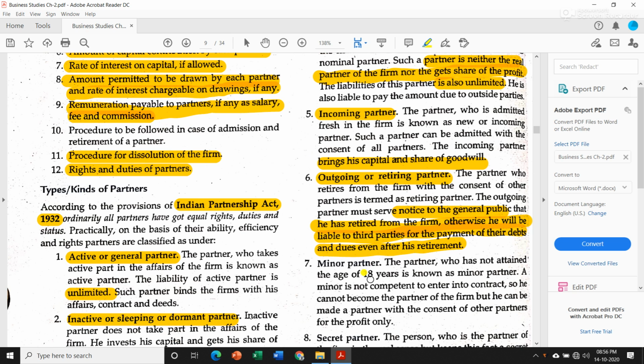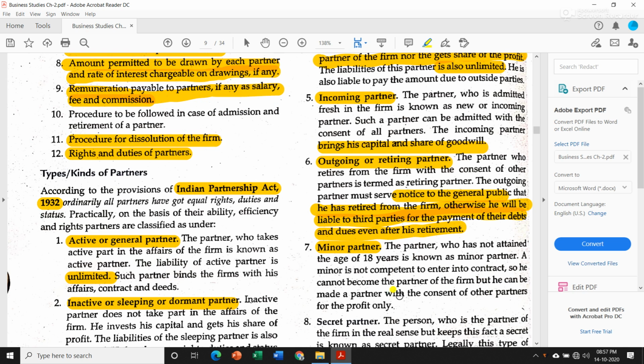Then minor partner means those who have not attained the age of 18 but still they are partners of the business firm. Now they are not eligible for entering into a contract, but with the consent of all the partners, a minor can become a partner of the partnership firm. But in this case, he doesn't have to suffer any loss, but he will take part of profit only.